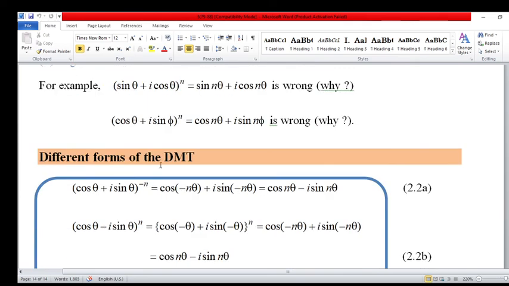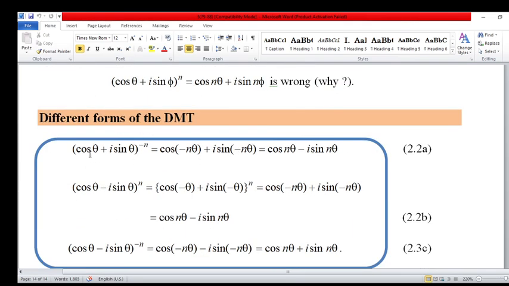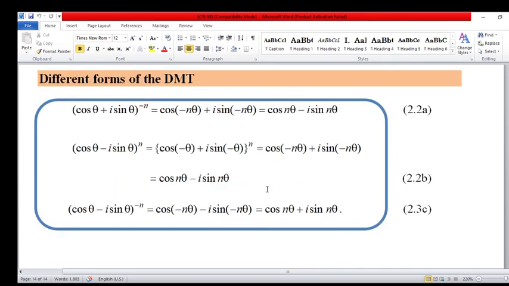Now different forms of the DMT. These are the results. Cos theta plus i sin theta raised to the power minus n: cos minus n theta plus i sin minus n theta is equal to cos n theta minus i sin n theta. This is the first result. Second result, cos theta plus i sin theta raised to the power n means cos minus theta plus i sin minus theta raised to the power n. Apply DMT, then we obtain cos minus n theta plus i sin minus n theta. Here apply trigonometric results, so we obtain cos n theta minus i sin n theta. This is the second result.